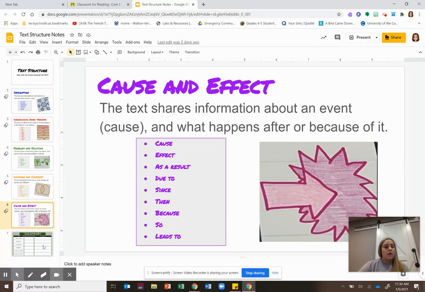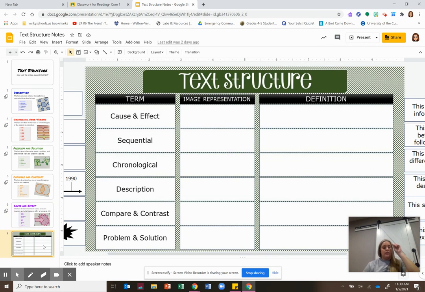And then this last slide, this is the slide that you have to do, and this is what you guys are going to be turning in. So here it has the different text structures. And right here, you are going to show me the image that goes with it and then the definition. Now, I said there are 5. This shows 6. It has sequence or sequential and chronological as 2 differences.